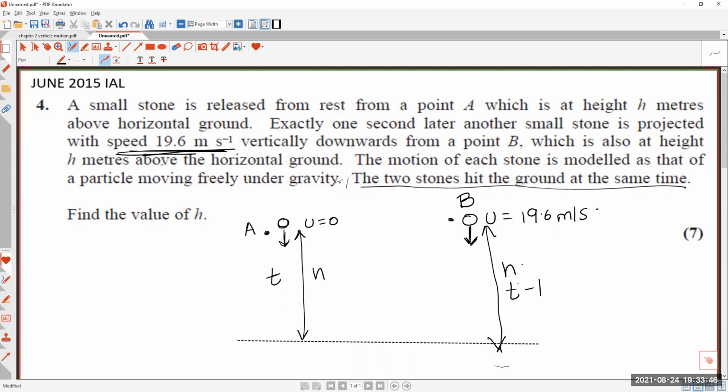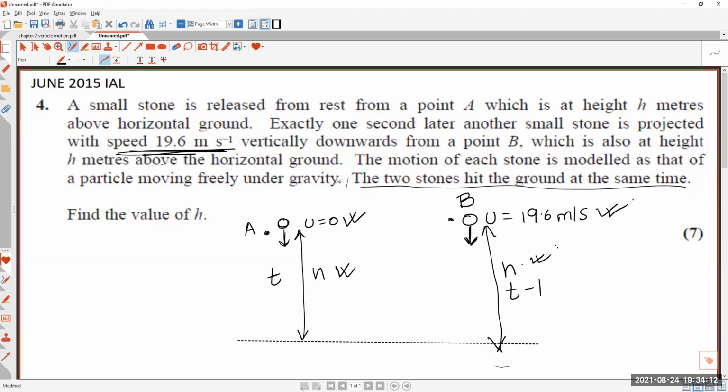Now let me explain it in a shortcut manner. There are two stones, one stone is released, so I gave u equal to 0. And one stone is projected at a speed of 19.6. This part you understood? Yes. Both are projected from the same height, so I gave the same h. Did you understand that? Same h. Understood this part?